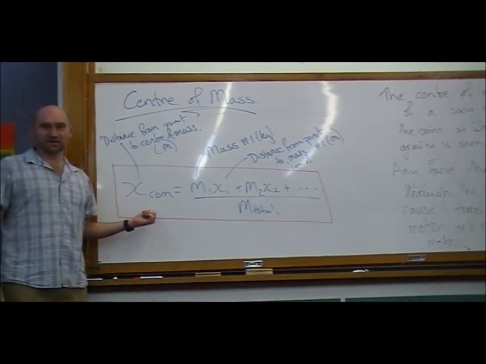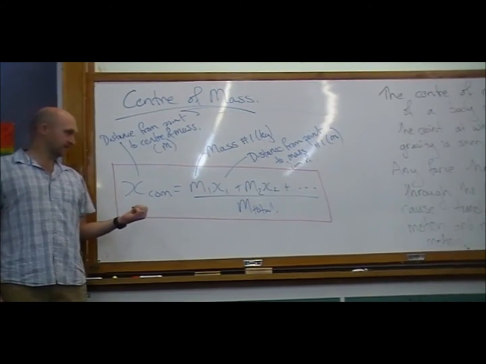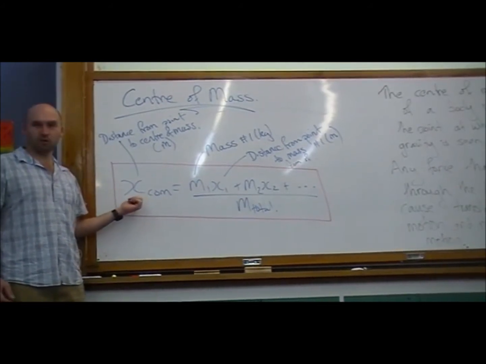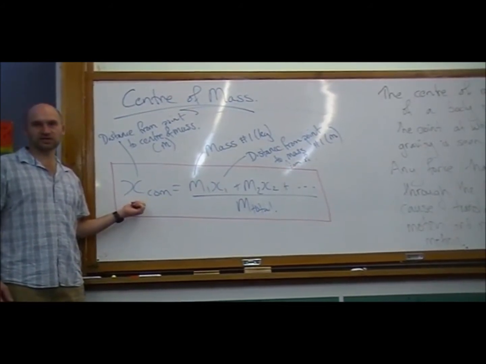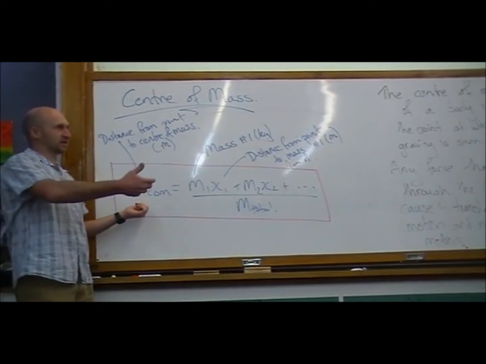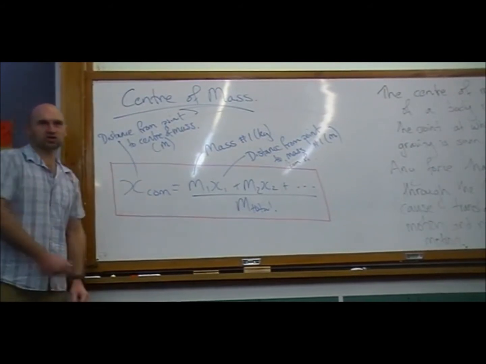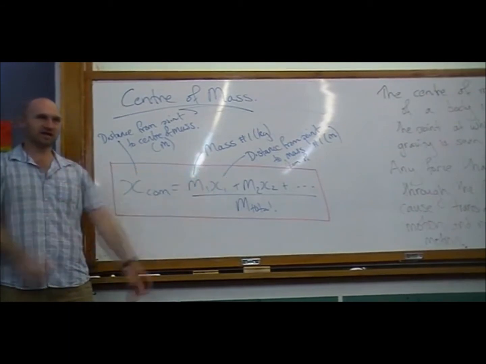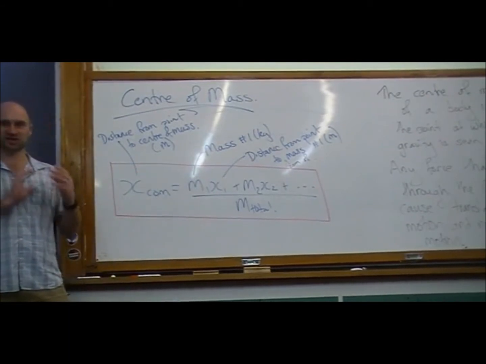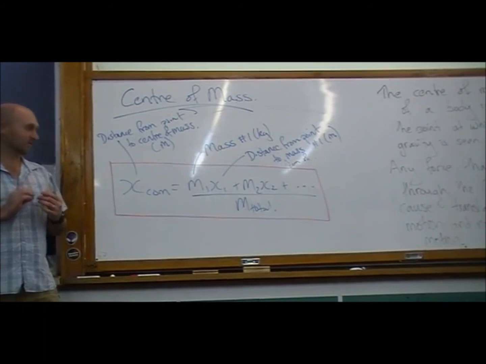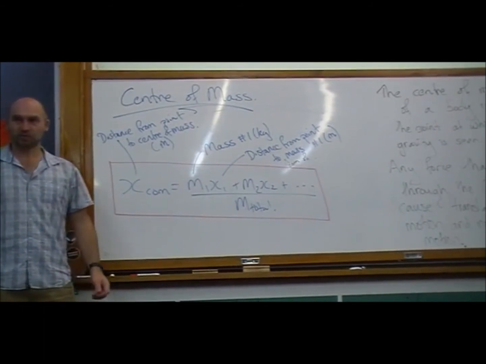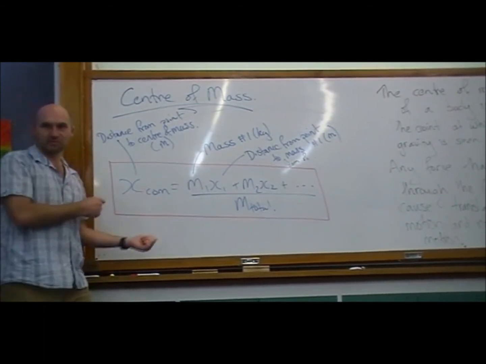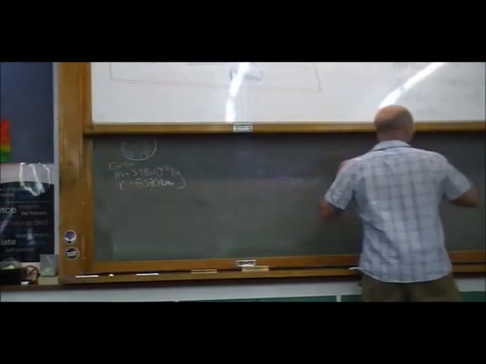A really nice thing to do when you're using this equation is to make the point that you're calculating all of your distances from one of the points you're trying to find. You could choose some arbitrary point miles away from the system you're calculating on, but it makes sense to choose the centre of mass of one of your bodies as the point you're starting from. It's going to make more sense if we do an example.